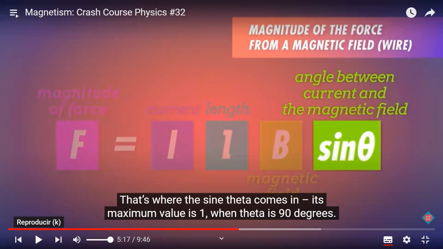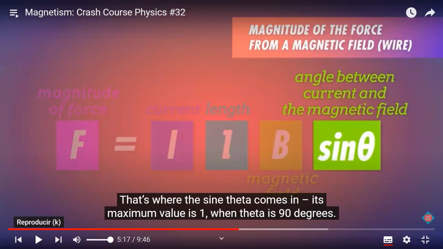So, again, a quick question that could also be asked. If I have a wire and a magnetic field, what are the factors that are going to affect the force on the wire? Everything's going to be directly proportional.